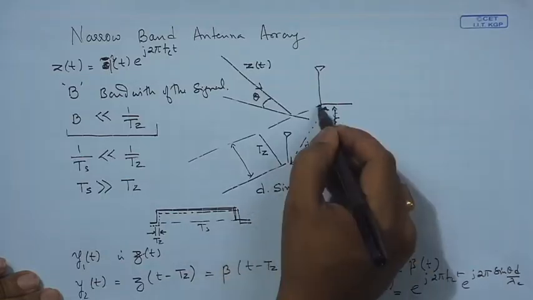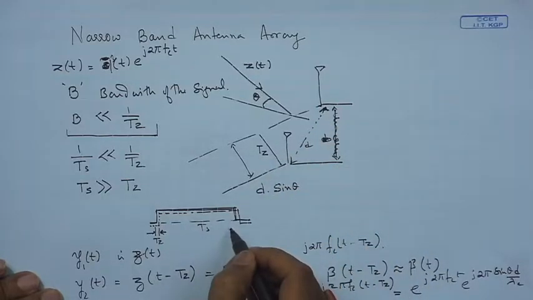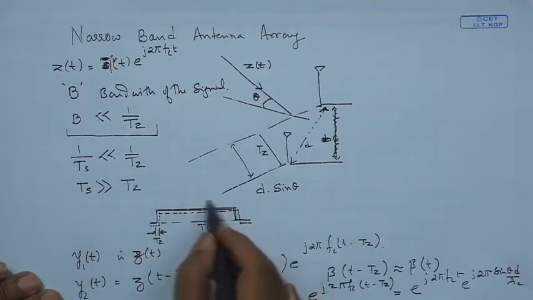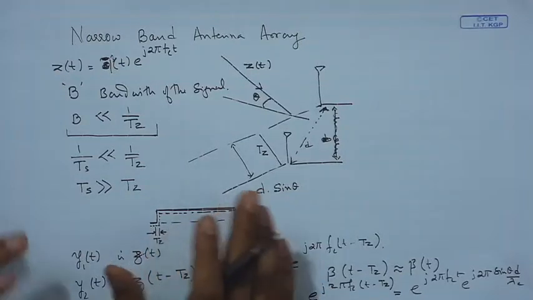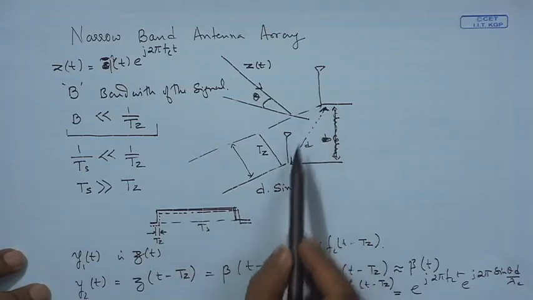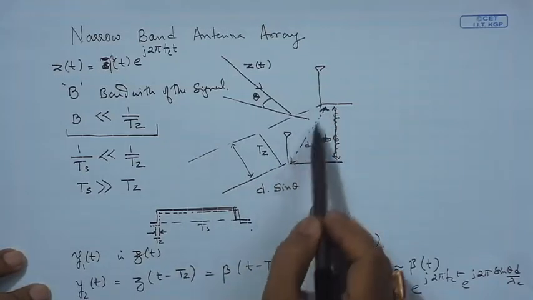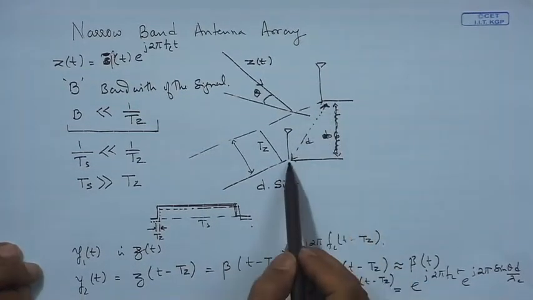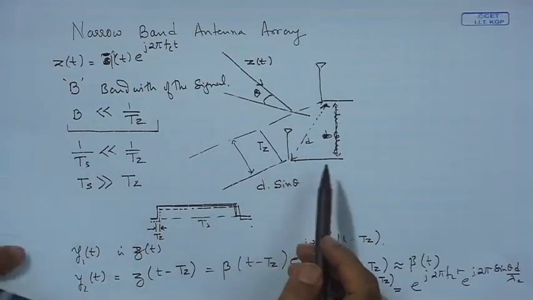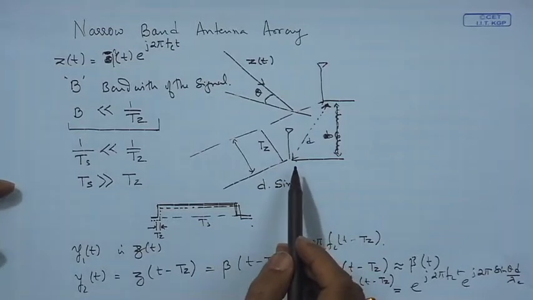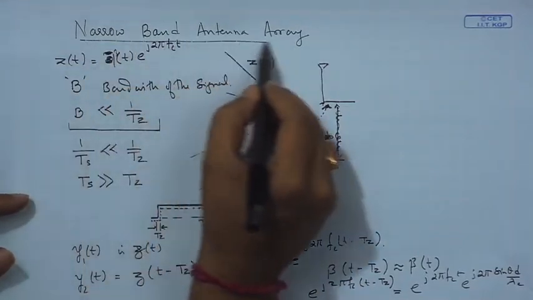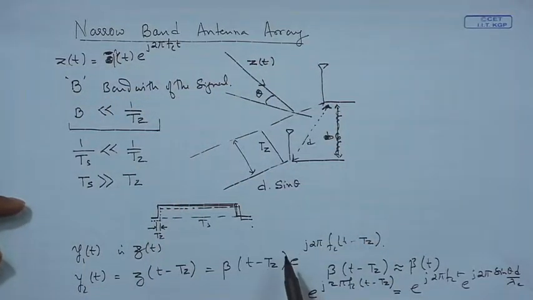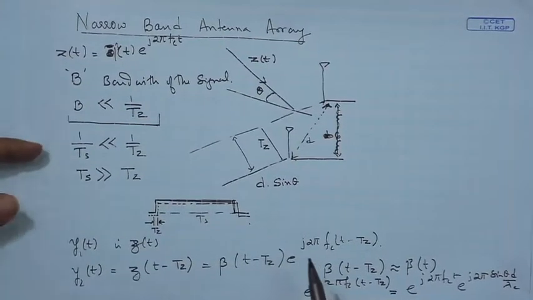That means we are saying that this distance is not large; it is much smaller compared to the symbol duration. So the signal is effectively the same, but there is a phase difference when it arrives at the antenna array from the first antenna to the farthest antenna, otherwise the signal is more or less the same. This is one of the important assumptions that we make, otherwise the system model would change if we do not have this narrowband antenna array assumption.